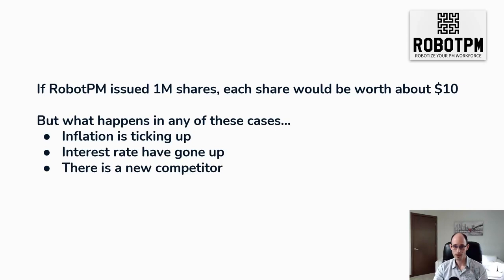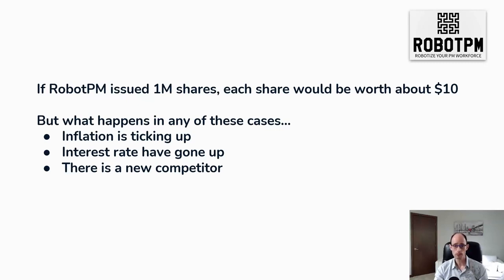But as we know, the world doesn't stay put. Over time, many interesting things can happen. We can have an inflationary cycle maybe in the global economy, as we have right now, or maybe interest rates are rising and investors can make a bigger return just by keeping their cash in the bank or investing their cash in securities that are far safer than Robot PM stock.